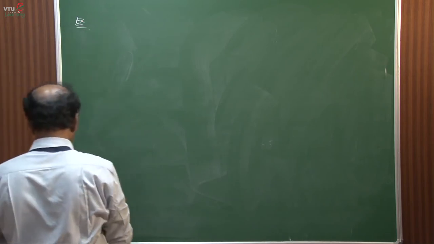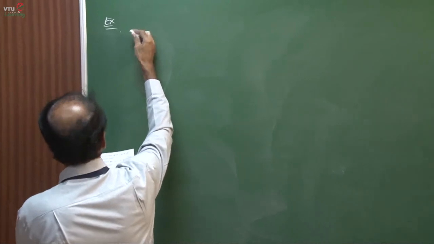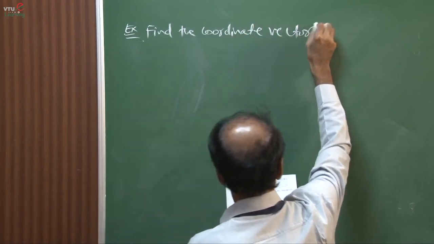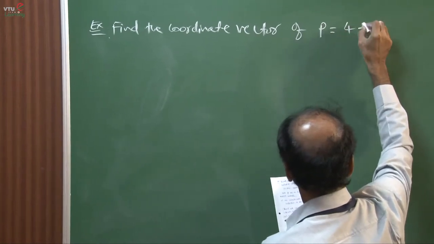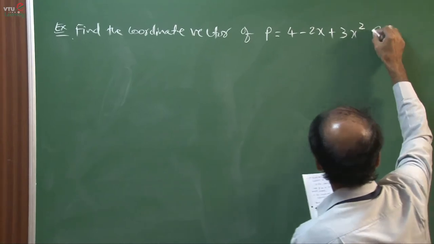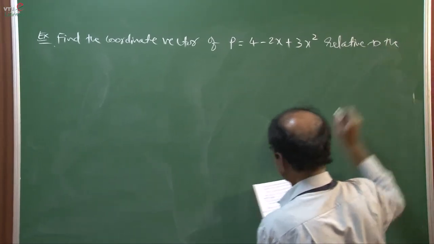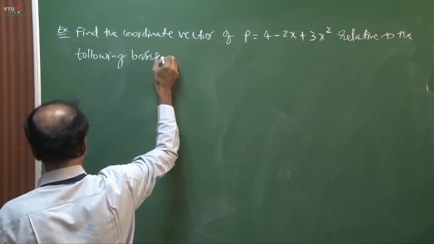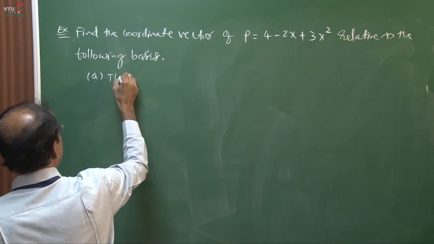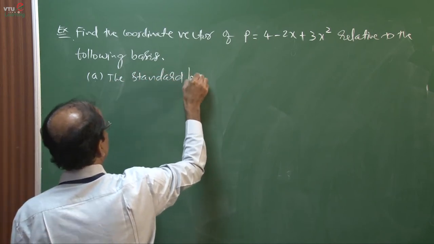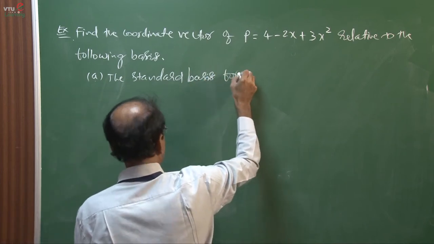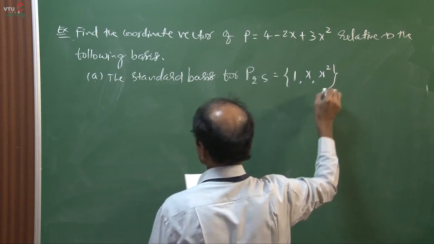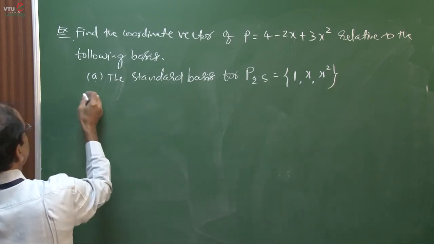Next problem on the same requirement, that is, find the coordinate vector of p equals 4 minus 2x plus 3x squared relative to the following basis. First question, the standard basis for P2, S equals {1, x, x squared}, and we will answer this.